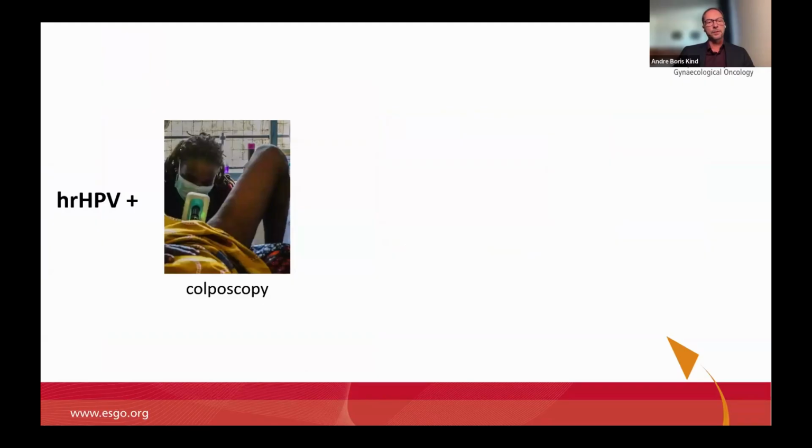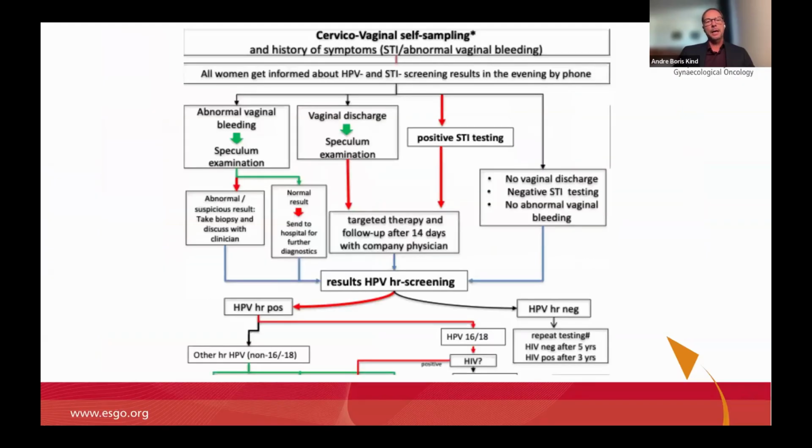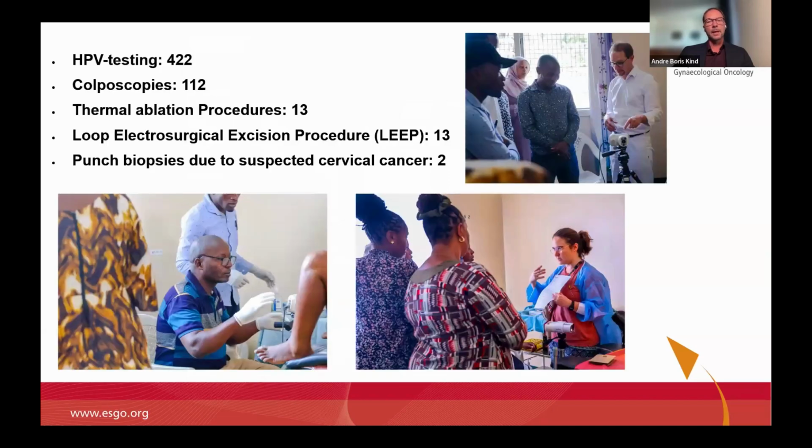And the HPV positive women received the colposcopy. The ones with minor changes, a thermoablation, and the ones with major changes or who are not eligible for thermoablation, a LEEP. So this is part of the algorithm we use. I don't want to go into the details because of time, but it's in line with the Tanzanian guidelines and based on the WHO recommendations.